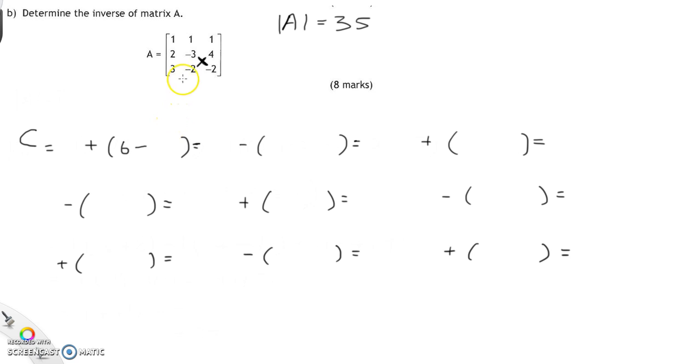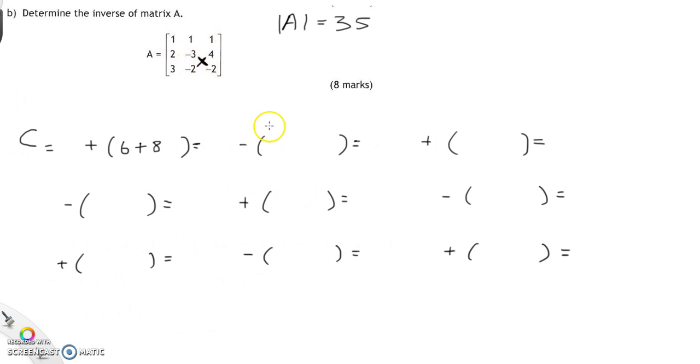Minus, now it has to be between the minus 2 and the 4. So minus 2 times 4 is minus 8, so that's going to end up being plus 8. Then we move on to the second item here, the 1. So that rules out the middle column and the top row.